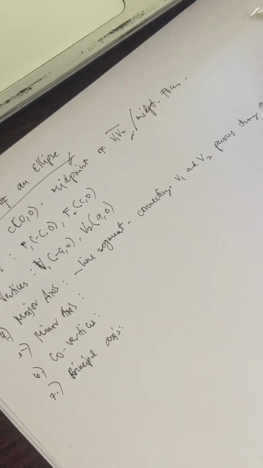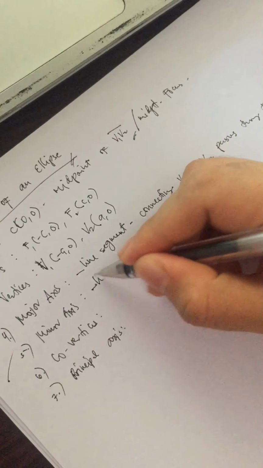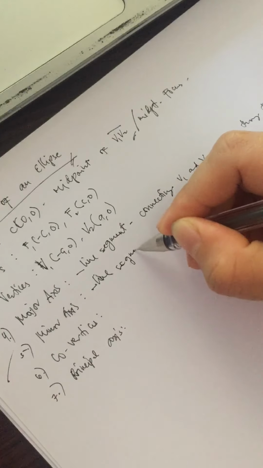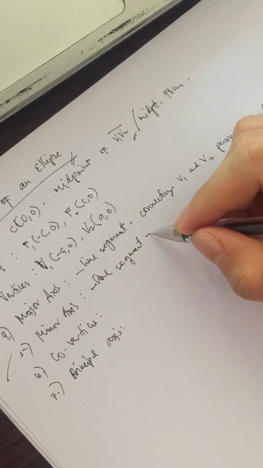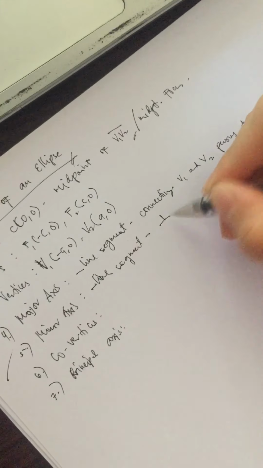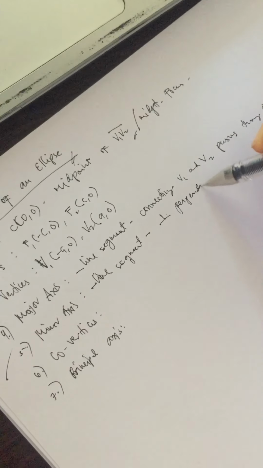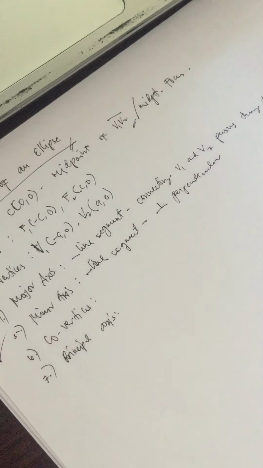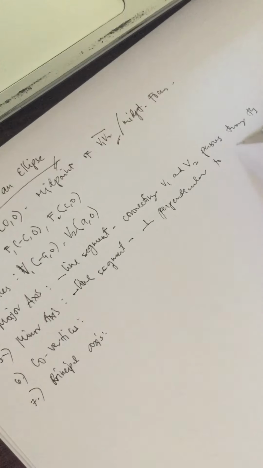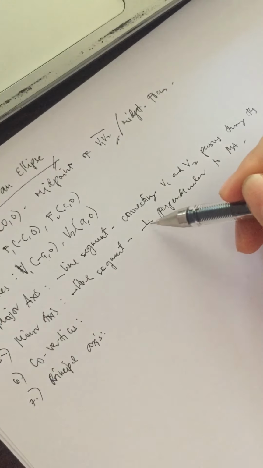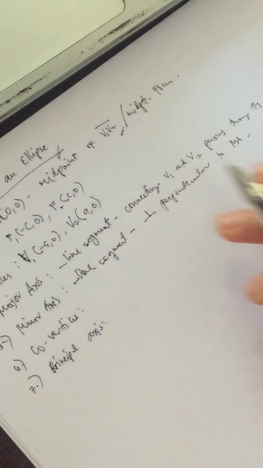Next is the minor axis. Minor axis is still a line segment. Okay, perpendicular. When you say perpendicular, ganito yung itsura niya. Perpendicular to the major axis. So, ganito yung itsura niya pag sinabi mong perpendicular.